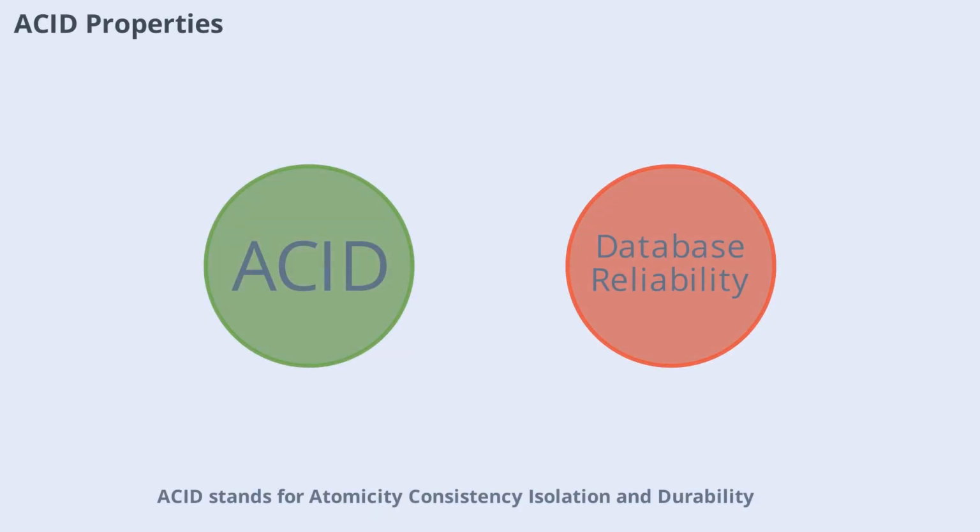ACID stands for atomicity, consistency, isolation, and durability. These properties guarantee that database transactions are processed reliably. Atomicity means all or nothing, consistency ensures valid data, isolation keeps transactions separate, and durability means changes are permanent. Understanding ACID is key to building robust applications.